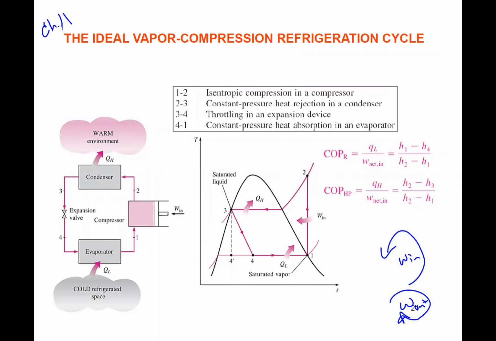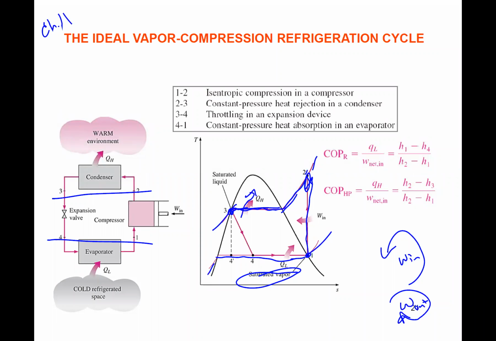In this case, if we start at the inlet to the compressor, it's saturated vapor, and we compress. We have two pressures in here, a high pressure and a low pressure. We raise pressure with the compressor, and here's our high pressure. Then we put it through our condenser, so we're condensing the refrigerant, which has heat go out of our system.